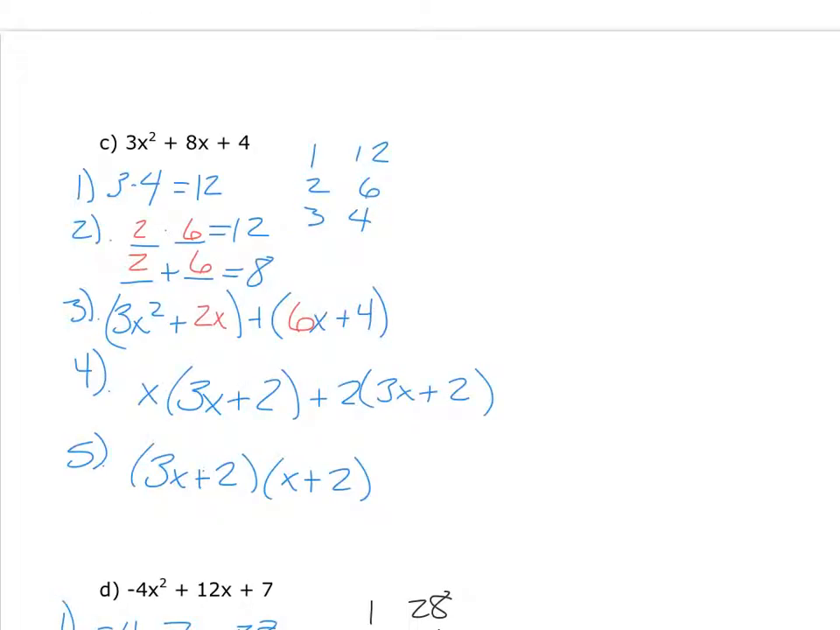Alright, so hopefully you've had an opportunity to try these. Again, just for lack of time, I couldn't write these out and talk through them, but I'm still going to kind of explain things. So again, step 1, a times c gives us 12. I wrote the factors of 12 out over here. I wanted the factors of 12 that added up to 8.